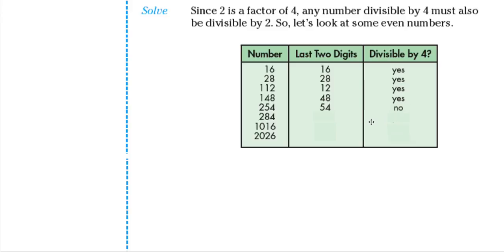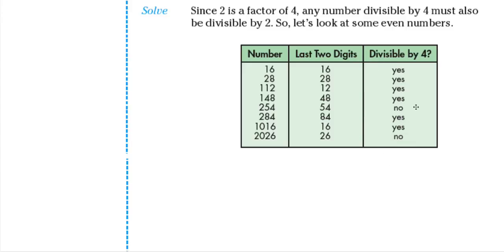Okay, same if you look at 284 and look at the last two digits, 84, if you divide that by 4, you won't have a remainder, so the answer would be yes. Obviously, the last two digits of 1016 is 16, the answer would be yes. Okay, 2026. The last two digits is 26, and if you get a calculator and divide that by 4, the answer would be no.